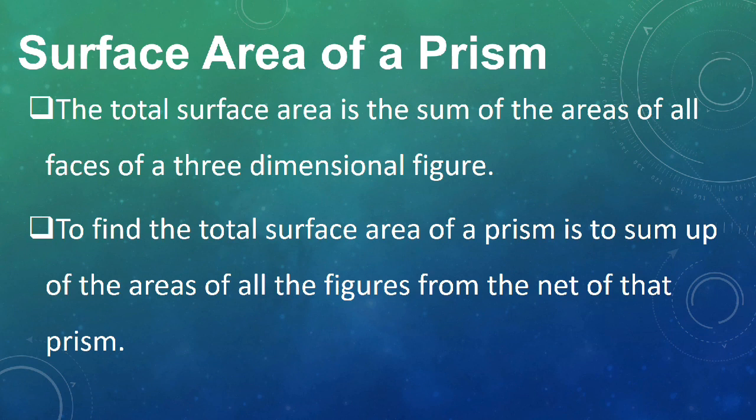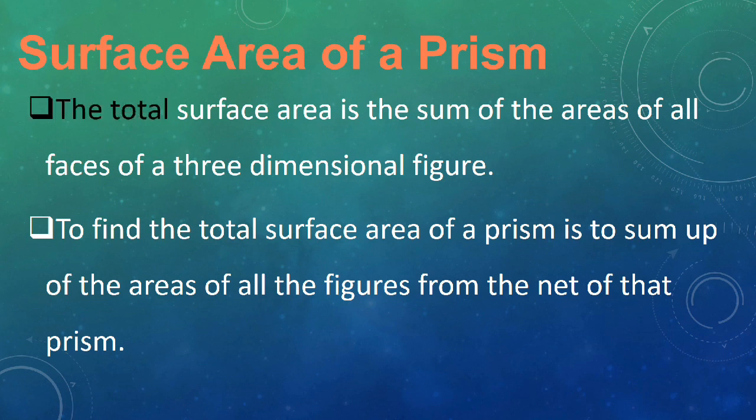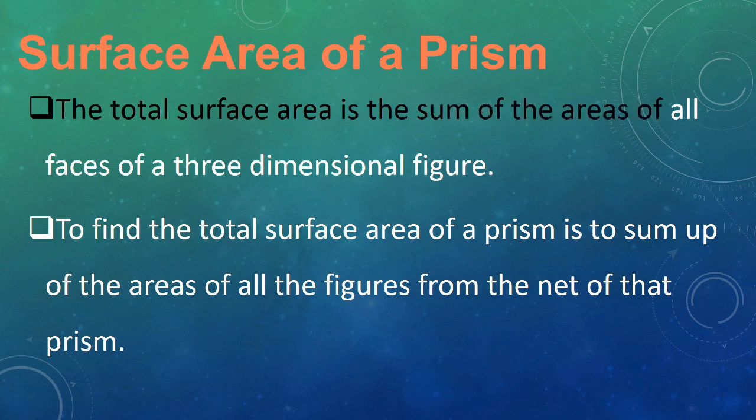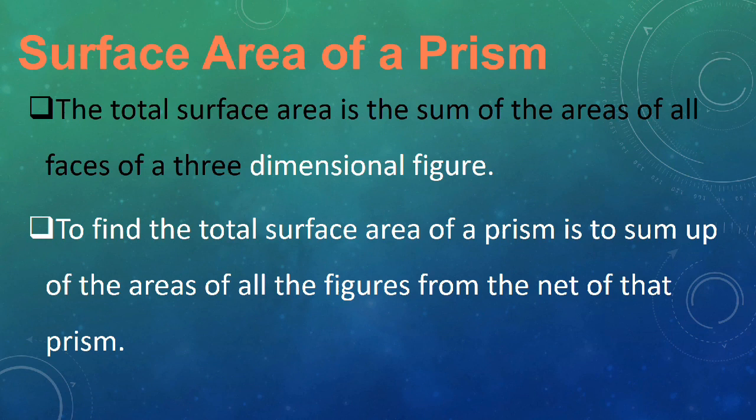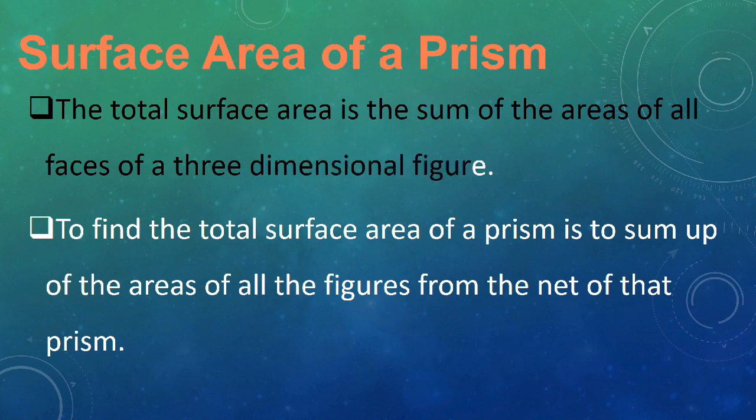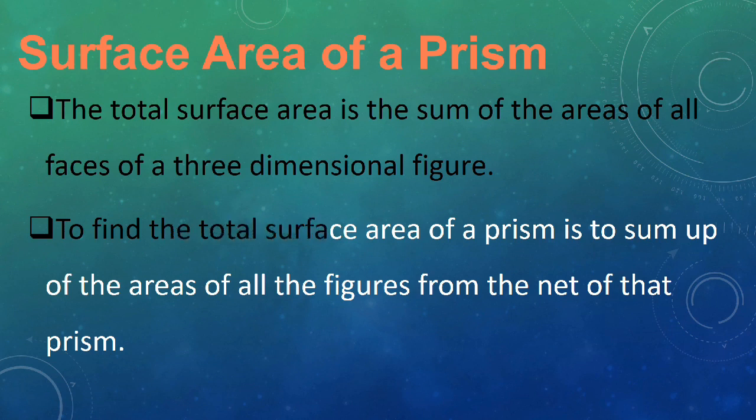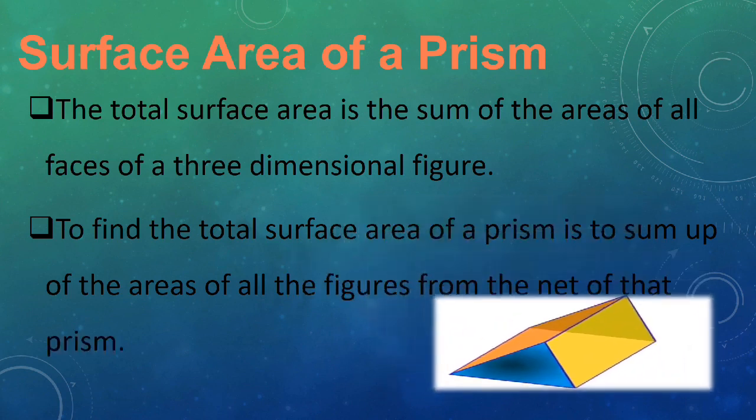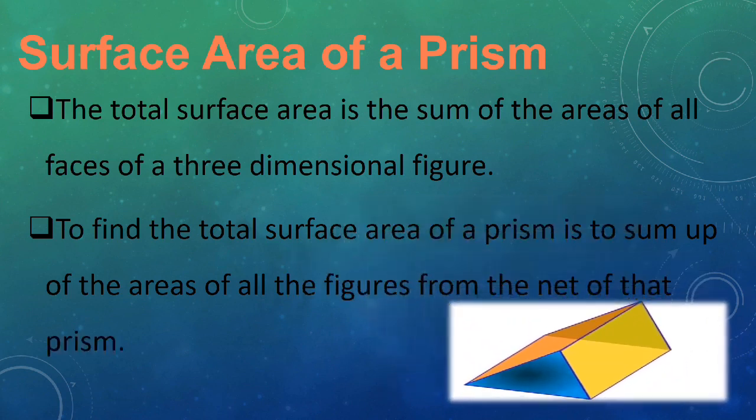Okay, how to solve the surface area of a prism? The total surface area is the sum of the areas of all faces of a three-dimensional figure. To find the total surface area of a prism is to sum up the areas of all the figures from the net of that prism.